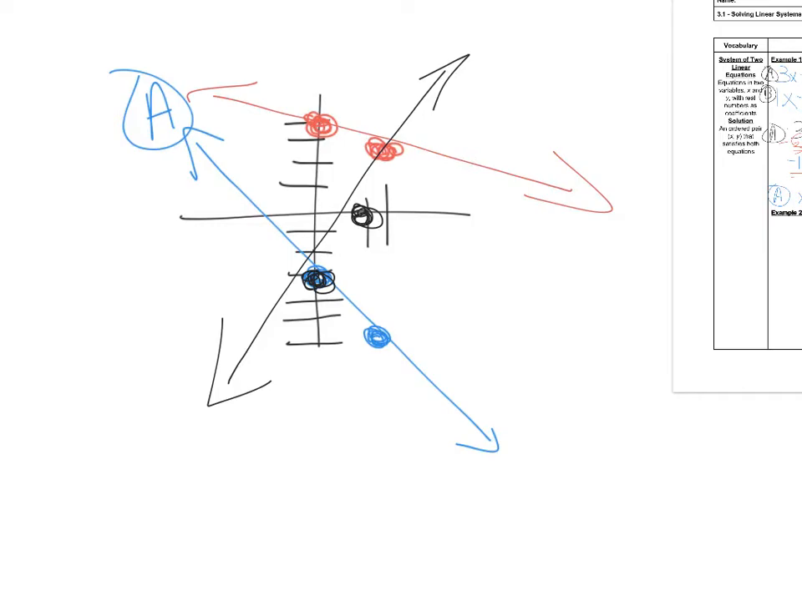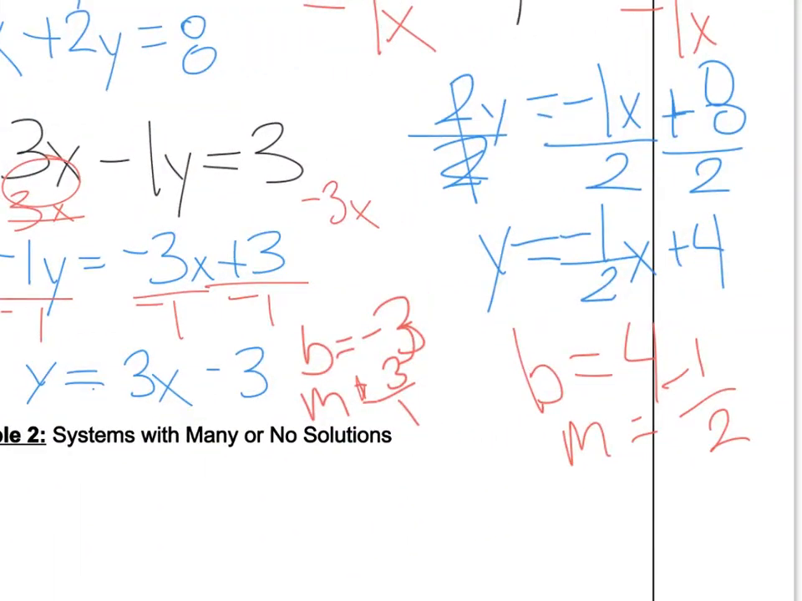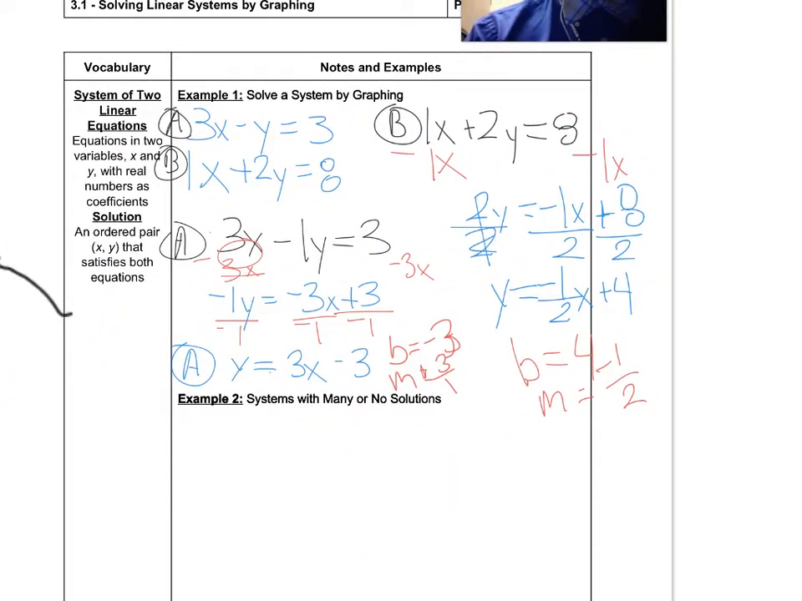It's easy. Now, as you can see, these two guys cross. This is the solution that we are looking for, and this is at 2, 3. So your solution for this system is 2, 3. Now you could easily check that by plugging it back into the x and the y for either of these equations, and you should work it out and get the same thing on both sides.